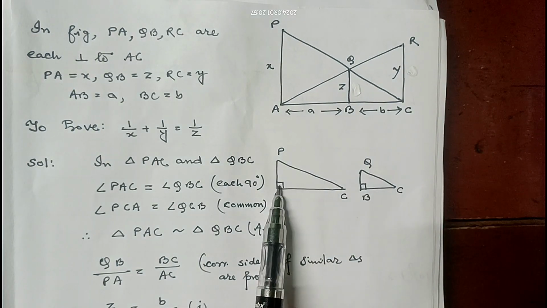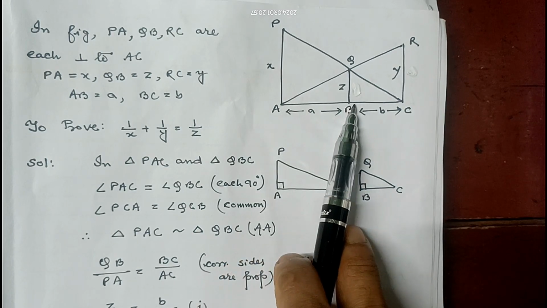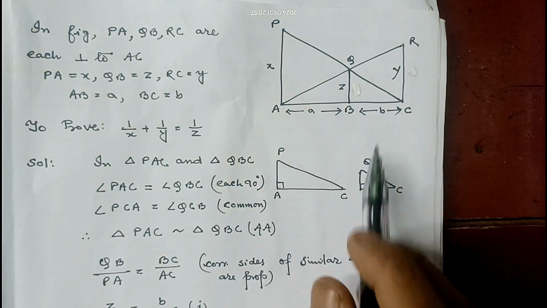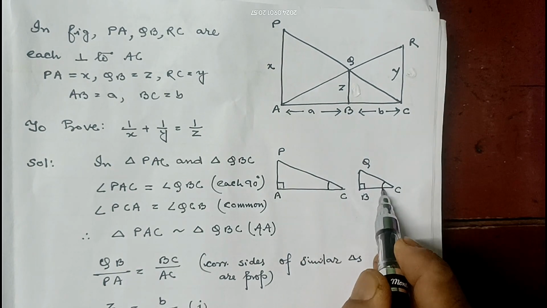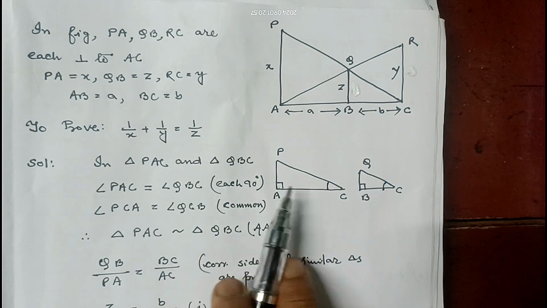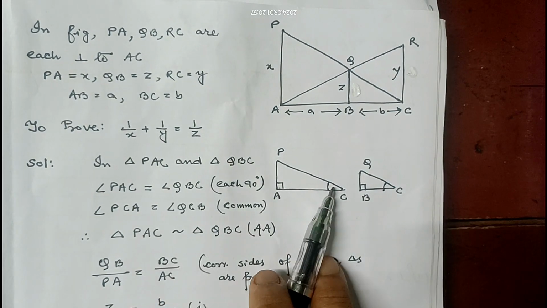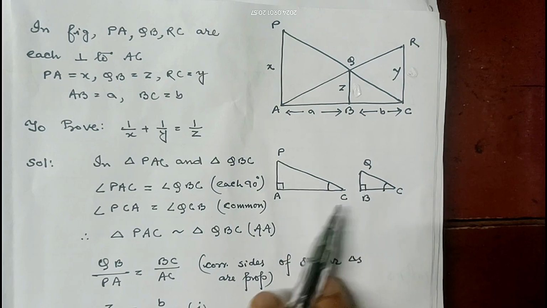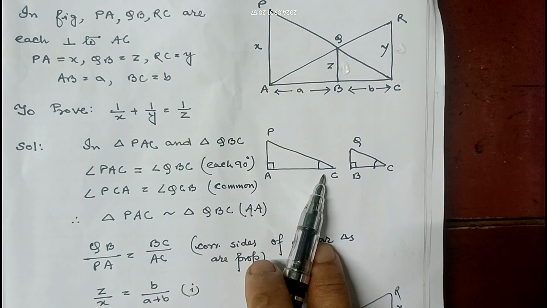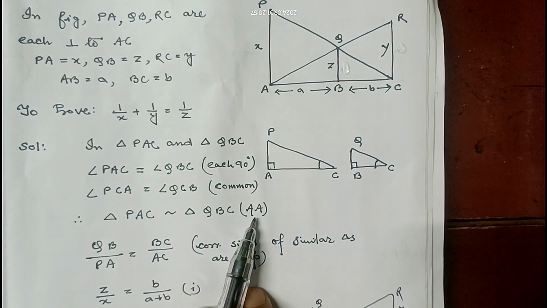Here this angle is 90, this angle is also 90 because this is perpendicular, this one is also perpendicular, so these two angles will be 90 degree, and this angle is common. So in triangle PAC and QBC, PAC equals QBC, each 90 degree, and these two angles PCA and QCB are common. So we can say triangle PAC is similar to triangle QBC by angle similarity.